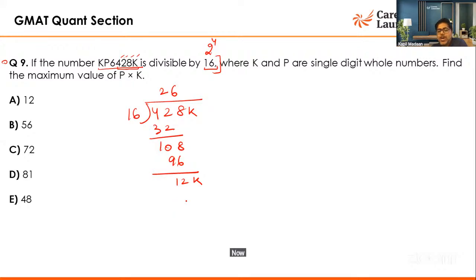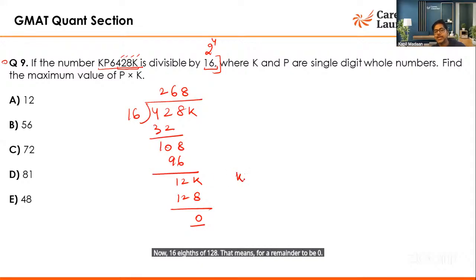Now 12K. What should this K be? That's the question. Now 16 8s are 128. That means for the remainder to be 0, the K value should be 8. Right? For it to be completely divisible, the digit K should be 8.